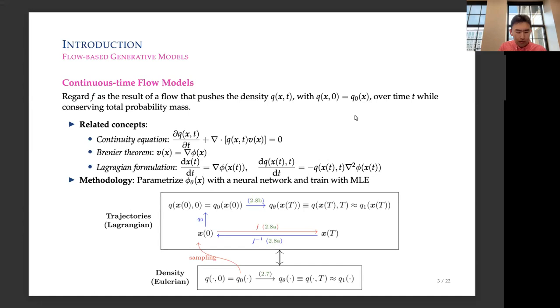is the Lagrangian formulation as opposed to the Eulerian formulation. So the Eulerian formulation, also known as the density formulation, is basically governed by the continuity equation. And instead, the Lagrangian formulation uses these two ODEs to describe the dynamics of the system, and it focuses on the dynamics of one possible particle in the system. So it is particularly useful in the training of the flow-based models, as we will see later.